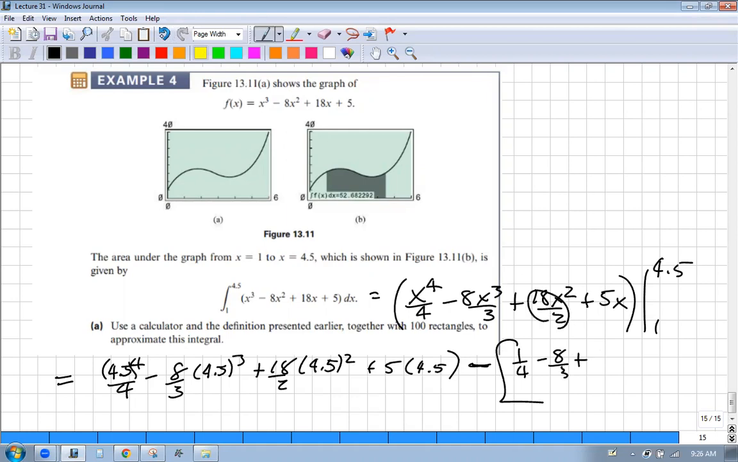The 18 halves is what, 9? Make sure you put your parentheses here because we're subtracting this whole thing. And then it's just a whole bunch of arithmetic. And that's going to give you exactly the area under the curve between 1 and 4.5. Okay.